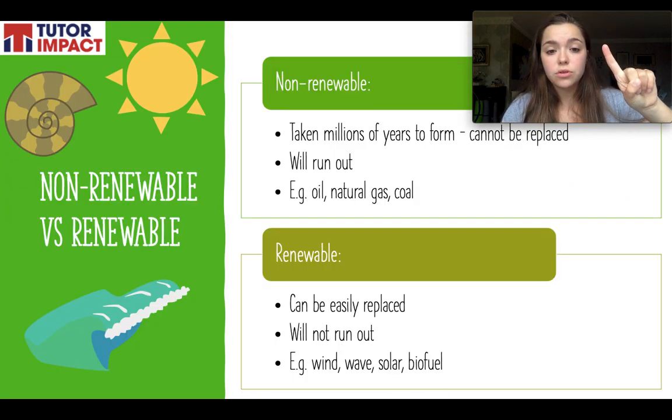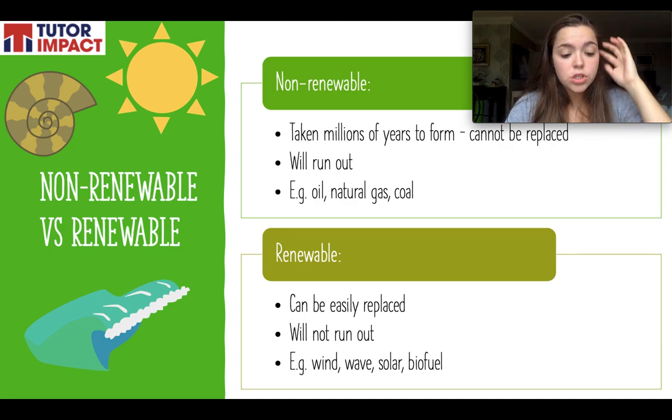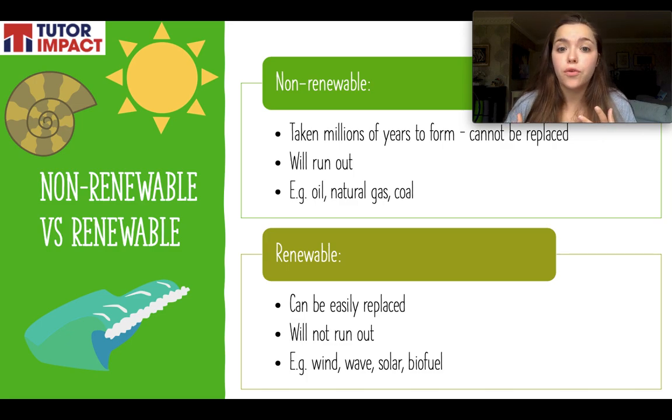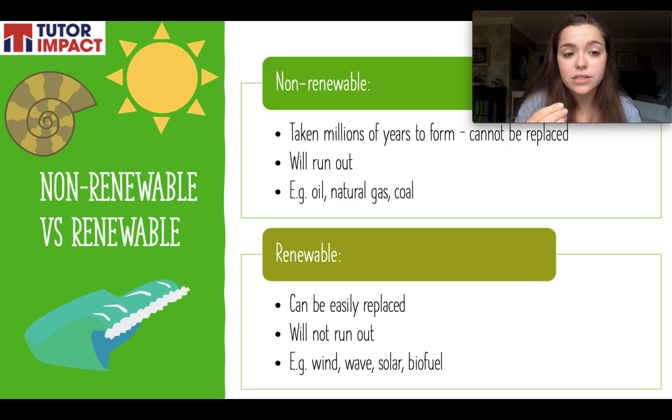So there are two different main types of energy resource. There's renewable resources and non-renewable resources. Non-renewable ones are things like oil, natural gas, coal, and these are what we've been using for most of history really, and especially since the Industrial Revolution. They take millions of years to form, and they can't be replaced. Because they take so long to form, it would take millions more years for them to be created again. So they are a finite resource. There's only so much of these non-renewable energy resources, and they will run out. So that is a big problem with them.